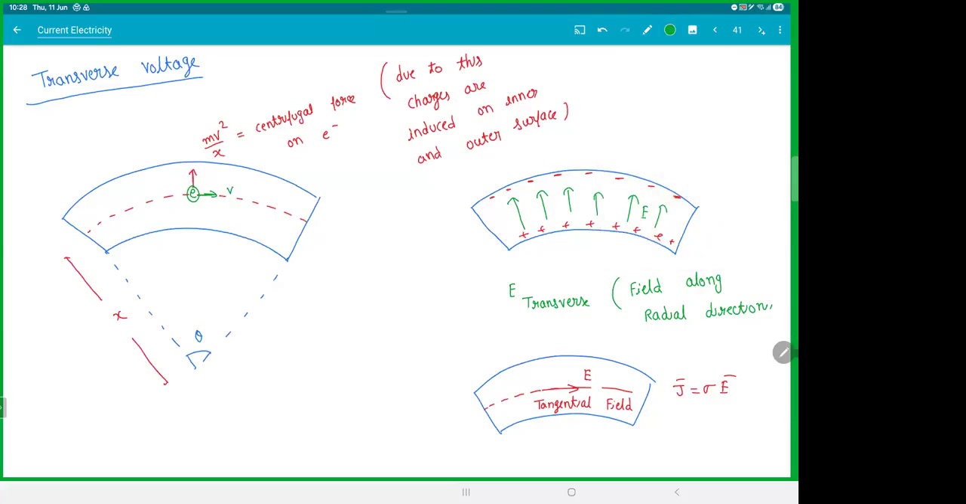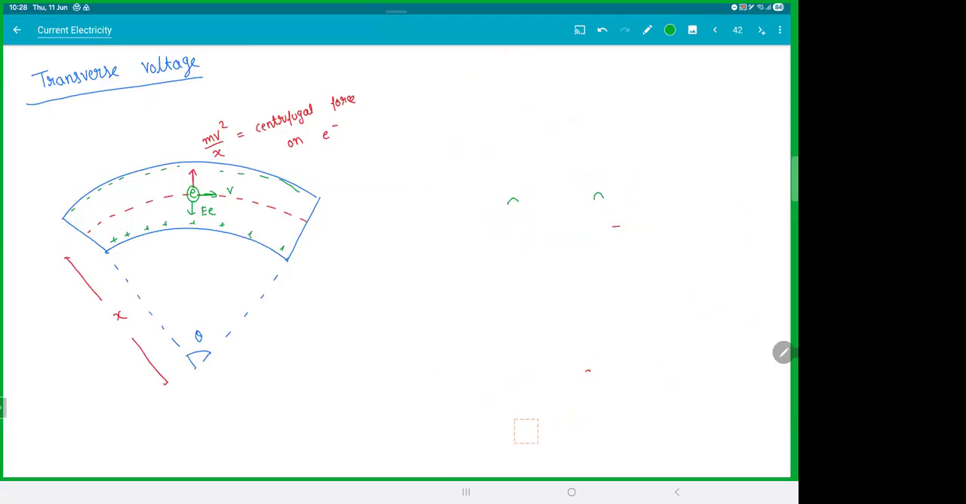Now, because of this E transverse, what will happen? This side will become positive here, and this will become negative here. So these induced charges will create a counter field. They are not happy with electrons going there. And in steady state, after some time, they will reach a steady state. You have accumulated enough charges. So we get E into e, the electric force, is equal to m v drift square by x. So from here, we get the electric field is equal to m into v drift square.